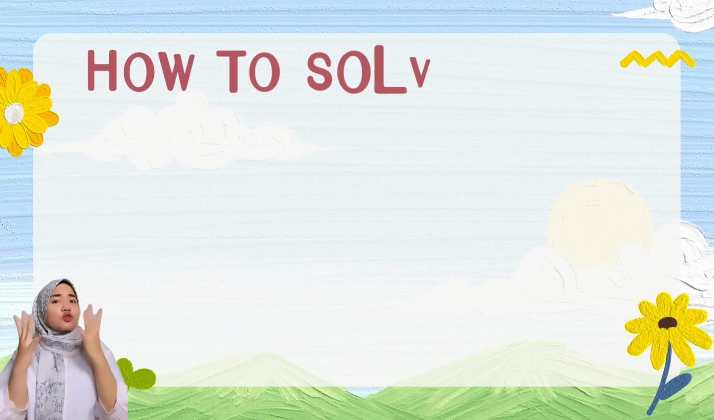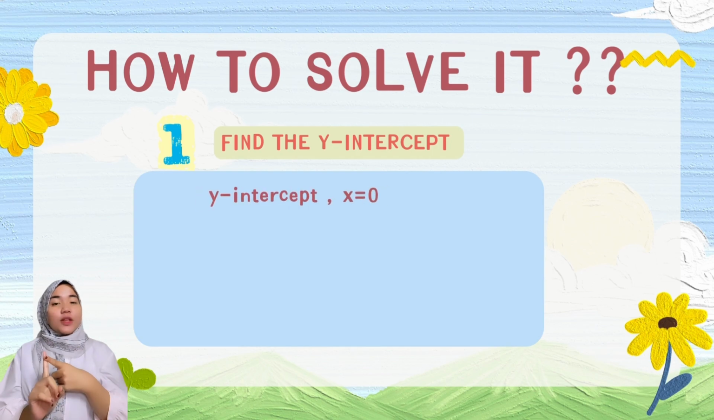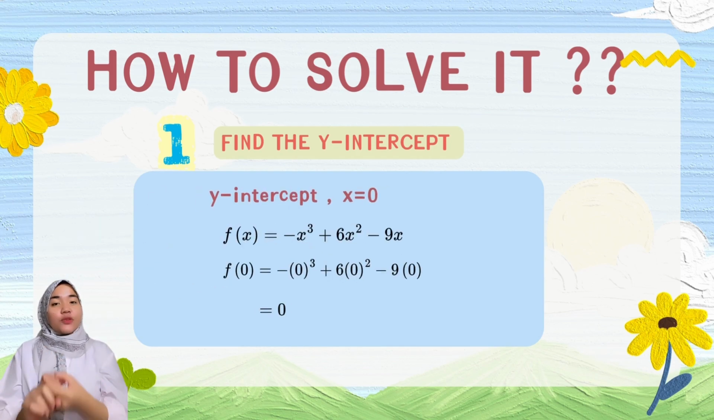So, how do we want to solve the problem? Let me show you. First, we need to find the y-intercept. If you want to find the y-intercept, x must be equal to 0. And you need to substitute the x into the function given, and you will get the answer.